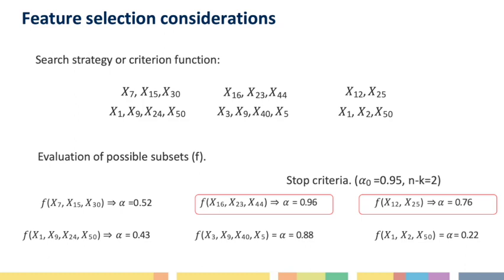It's also important to use a search strategy. What this suggests is how our solutions are going to be tested. So let's say that we have 50 variables. You can decide that you're going to have the solution with 7, 15, 30, then 1, 9, 24, 50, and so on and so forth with each one of them until you choose the one that complies with the criterion that we define.